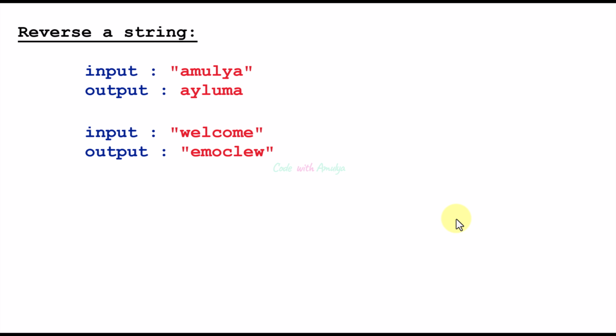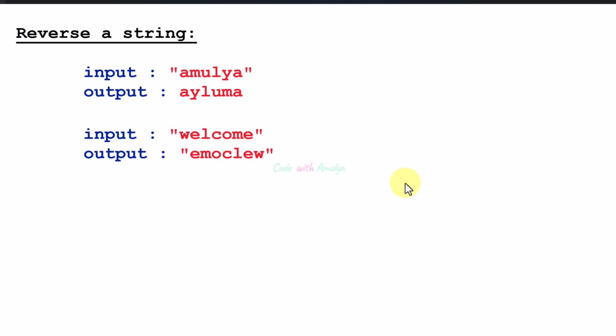Today in this tutorial, let's write a Python program to reverse a string. We want to reverse every character of the string. That is, the input of our program is a string, for example this, and the output is also a string, but the characters will be in the reverse order. Reversing the string is nothing but rearranging the order of the characters present in the string.